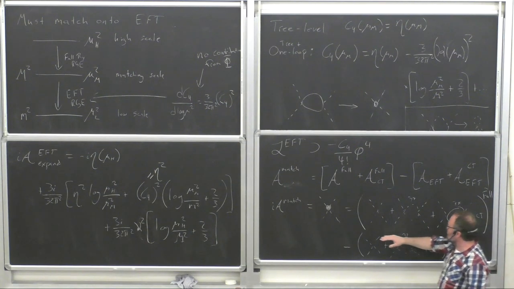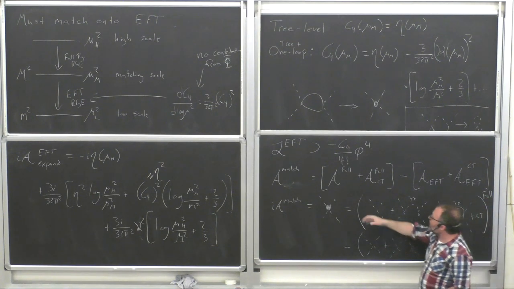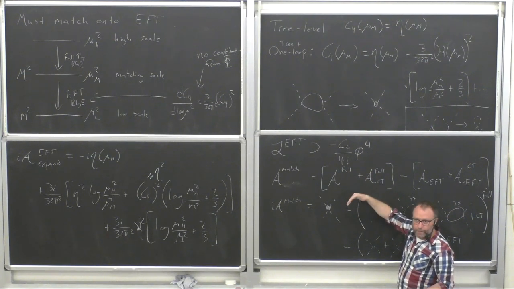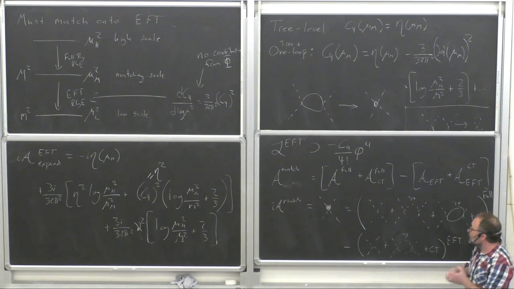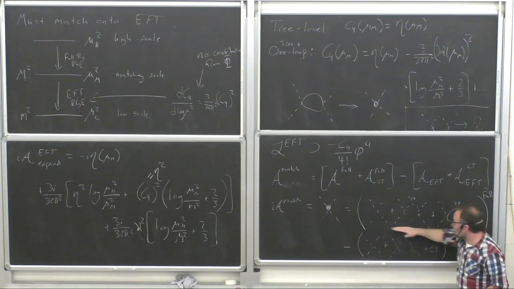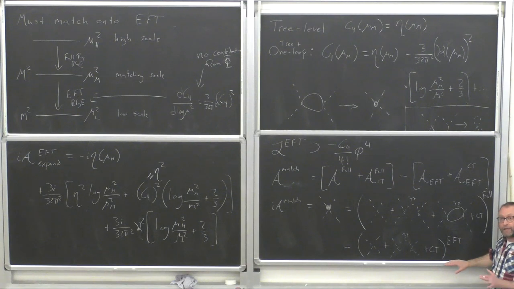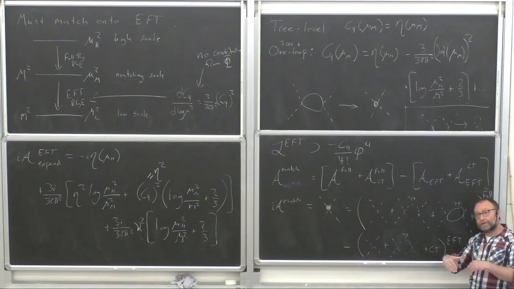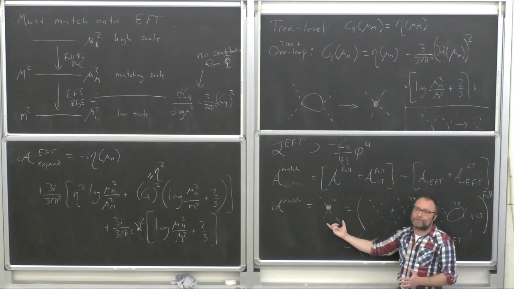I think I understand your confusion, which is here I'm using the tree level. So I'm trying to do something iteratively. First I matched at tree level. That was trivial to do. Yeah, exactly. So here I'm using the tree level matched coupling. This is in the full theory, so I'm just using the full theory couplings. This, I'm using the tree level matching. So I've expressed the EFT in terms of the full theory couplings, but only at tree level. So there's a mismatch, which is coming from the one loop contribution. That's what I'm calling the leftover piece.